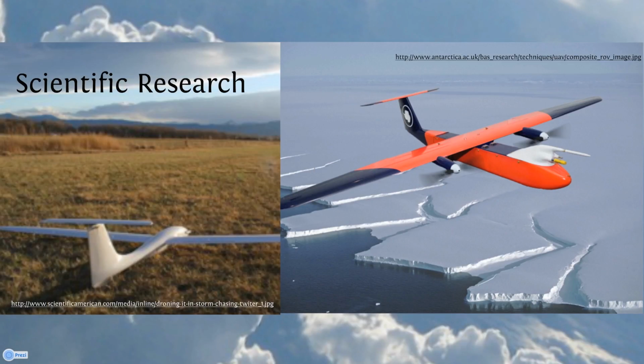Another application is scientific research. On the left, you'll note a UAV, and that UAV is specifically used for tornado watch. It actually flies within the tornado and allows scientists to take different readings of what's happening without risking the life of anyone who's flying the plane. On the right is a UAV used with the British Scientific Association. It was used in Antarctica. They deployed 4 of them to take different thermal readings and other types of readings in order for research.